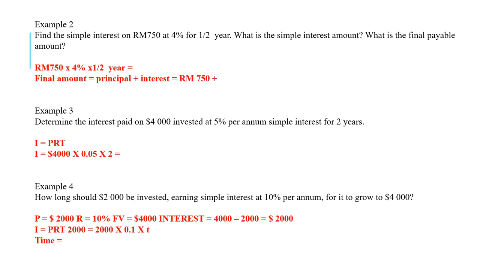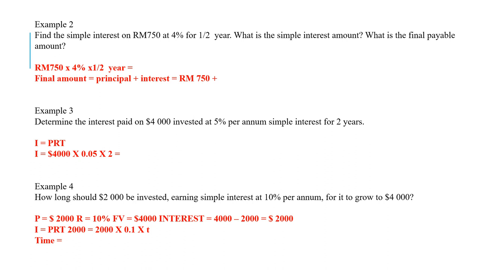Times half a year. What is the simple interest amount and what is the final payable amount? I've left it empty for you because I would want you to calculate this on your own. All right, so find the simple interest. How do you find it? 750 times 4% times half a year. Okay, you need to times half a year. Why? Because this interest is for 1 year. Understand? So times half a year, you will get the amount.